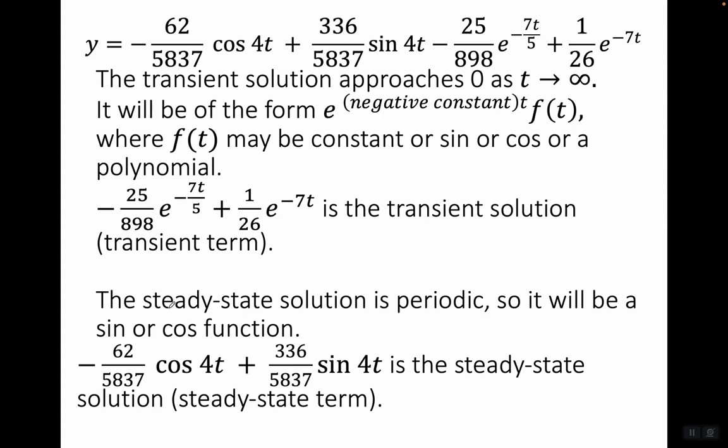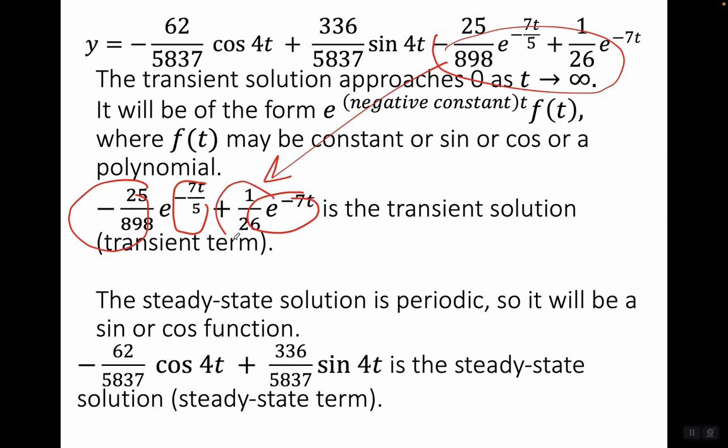And so it's going to be of the form e to some negative constant times t times f of t, where f of t may be constant or sine or cosine or a polynomial. So this part over here, that's going to be our transient solution. In other words, our transient term. It's e to some negative constant times t times some function f of t, which is constant or a polynomial or sine or cosine. Same thing here. e to some negative constant times t times a constant or sine or cosine or a polynomial.